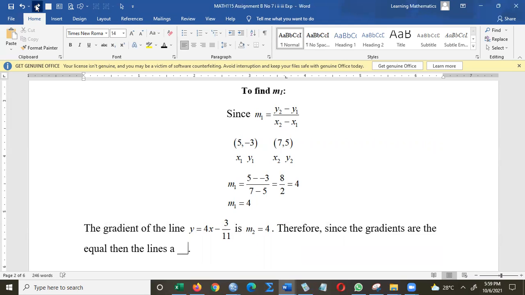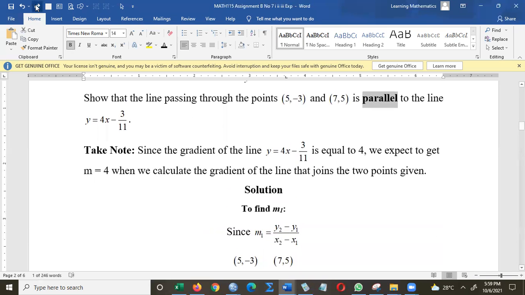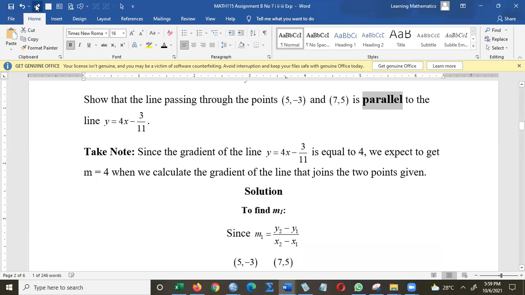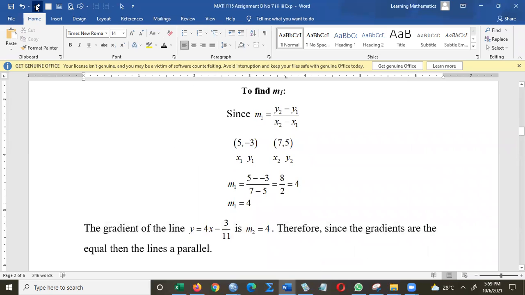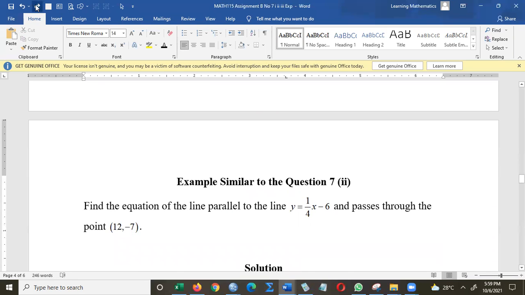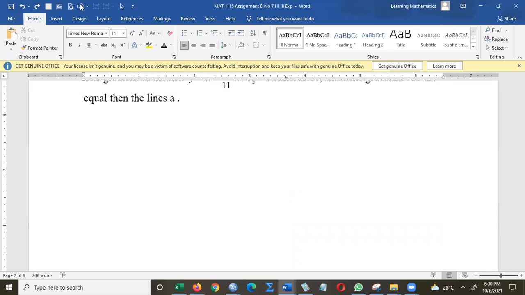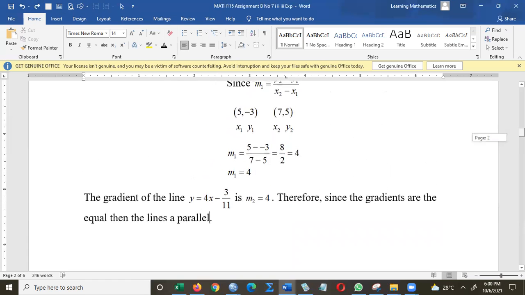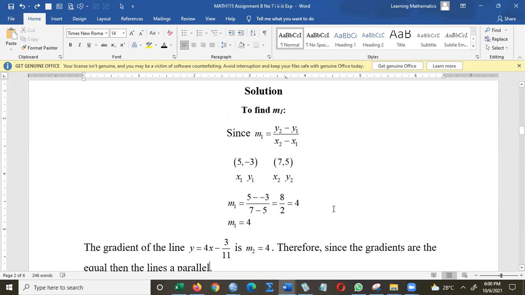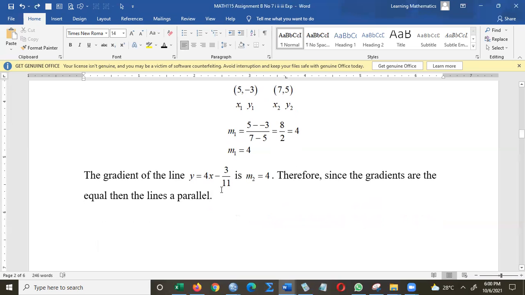So that's how we have shown that those two lines are parallel, by comparing the gradient of the one in the equation and the gradient of the one with the 2 points. Since they are the same, the one that passes through the 2 points is 4, and the one with the equation is 4, the lines are parallel. So that's what we have shown, that the two lines are parallel.